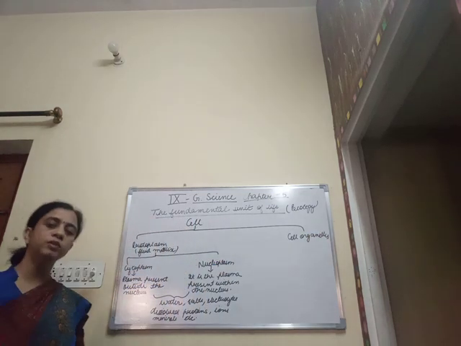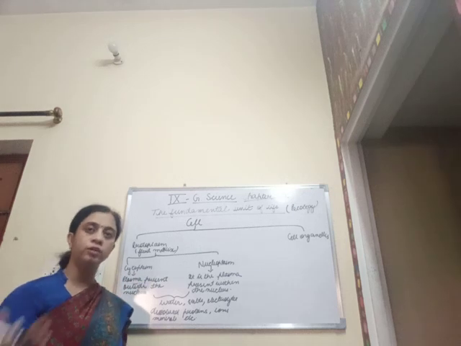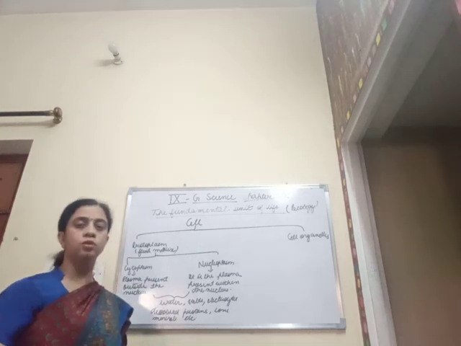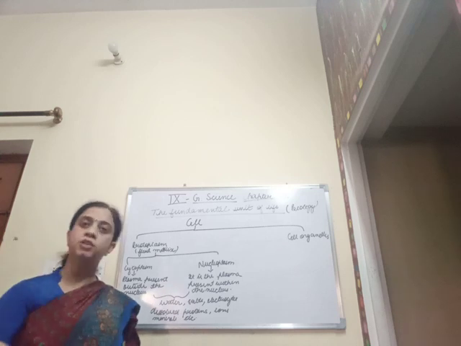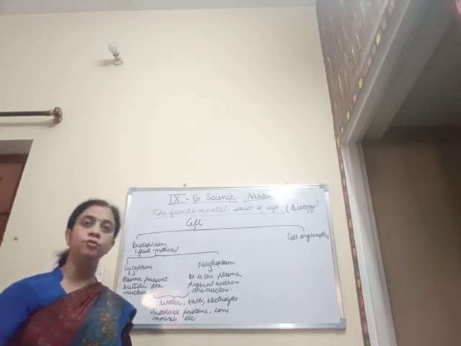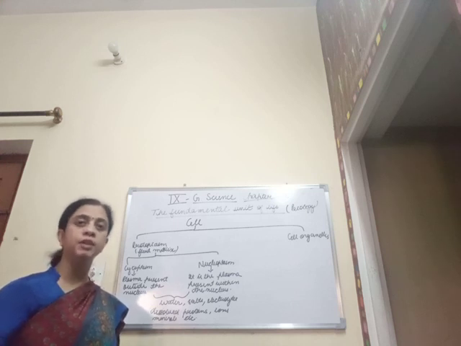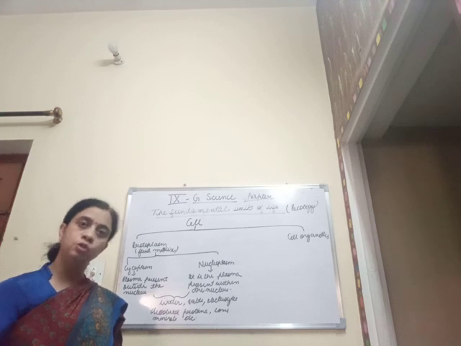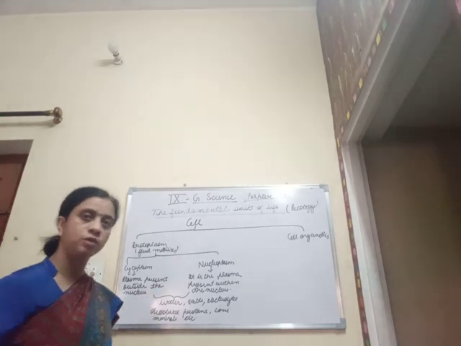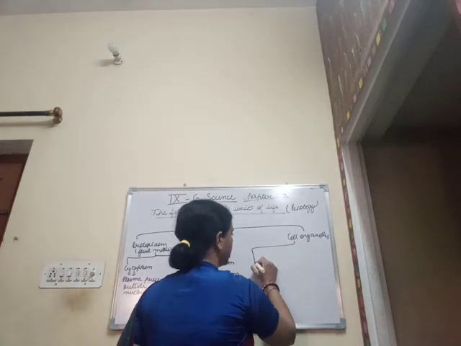Now, the second portion we are talking about is the cell organelles. Yesterday also I told you what cell organelles are. Cell organelles are those parts or structures which are formed by the invagination of the plasma membrane itself of the cell, and they perform certain specific functions. That is, division of labor has arrived in the cell due to such structures known as cell organelles.